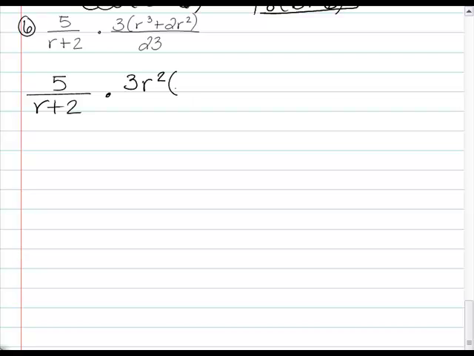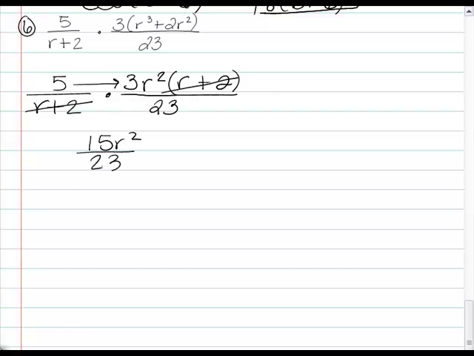He's going to just bring down, and you're going to take an r squared out of that parentheses. Then you have r cubed. That leaves us 1r plus 2 over 23. Now what we can do is cancel the r plus 2's out. Well, we're going to multiply straight across here and get 15r squared over 23. And there's our answer.